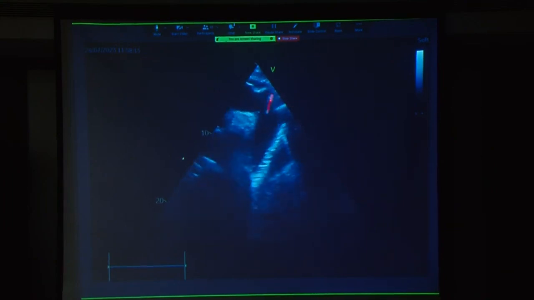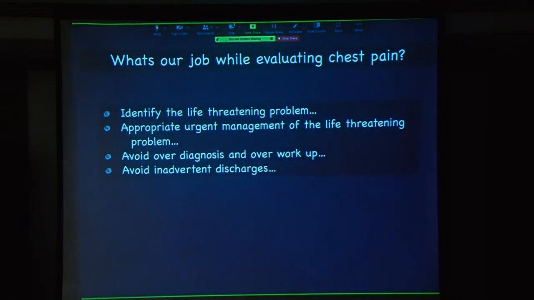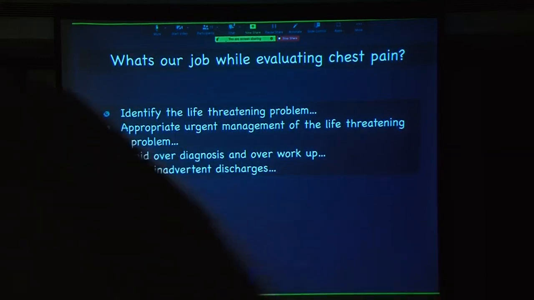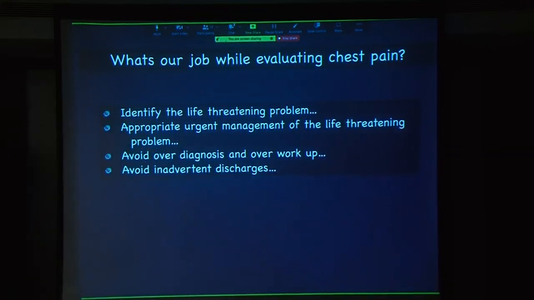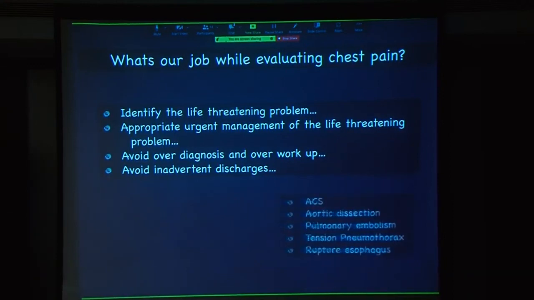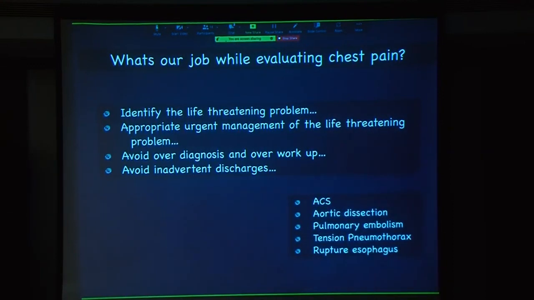So the diagnosis of aortic dissection could be easily made out with echocardiogram, provided you suspect aortic dissection. That's the descending thoracic aorta. You have a dissection flap sitting there, and the diagnosis finally can be clinched with the help of a CT angiogram. Now, what's our job while evaluating chest pain? Identify life-threatening problems, appropriate urgent management of life-threatening problems, avoid overdiagnosis and overworkup, and avoid inadvertent discharges. So these are probably the reasons that shouldn't be missed for chest pain. If you miss these diagnoses, we might lose the patient.